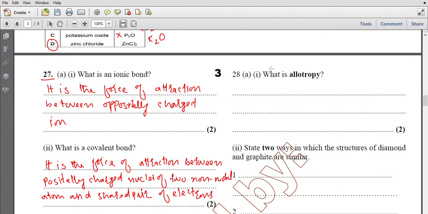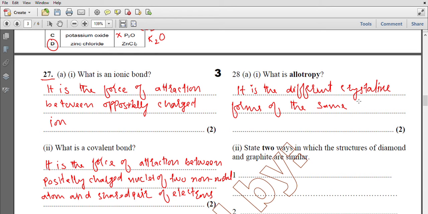Next is again a definition. What is allotropy? We can say it is the different crystalline forms of the same element in the same physical state. So this is the definition of allotropes.